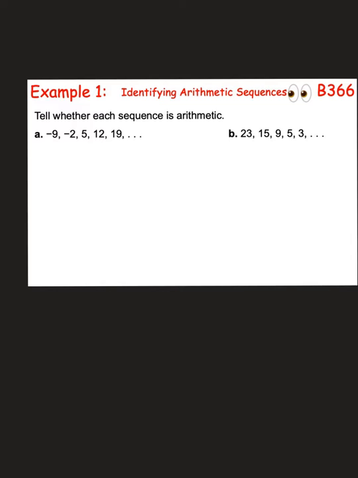So we are going to first write the term number above each of the terms: first term, second term, third, fourth, and fifth term. And then we are going to see if there is a common difference. So I can see that this pattern is growing by adding 7 each time. So I'm going to write that. So the common difference is 7. Therefore, this sequence is arithmetic.